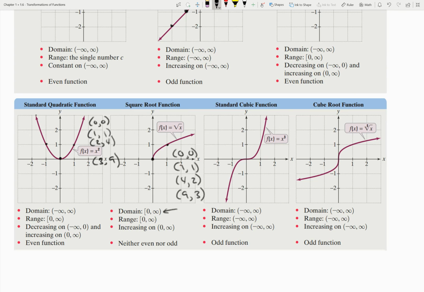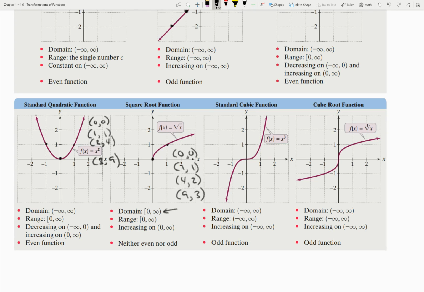This is our first function that is domain limited. Okay, the domain is only from 0 to infinity. Range is from 0 to infinity as well. It's always increasing, and it's neither even nor odd because it's not symmetric. This is the only one of these functions that is neither even nor odd. The next two are both odd, and they have a similar relationship.